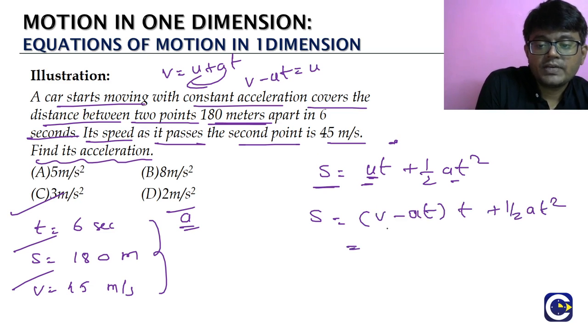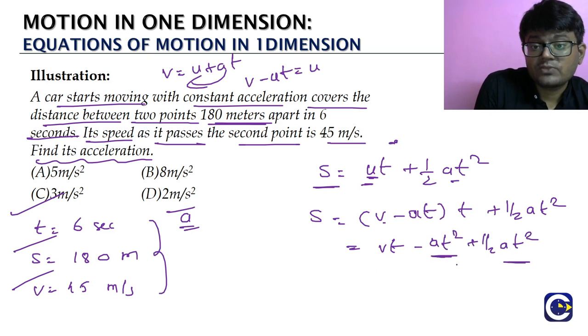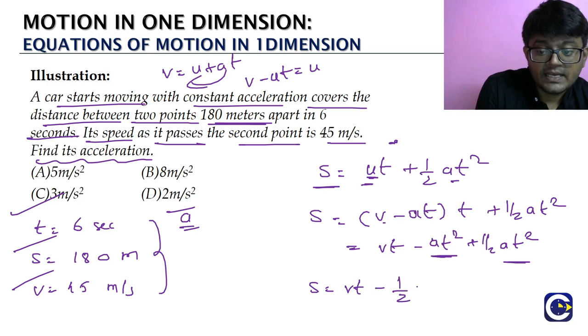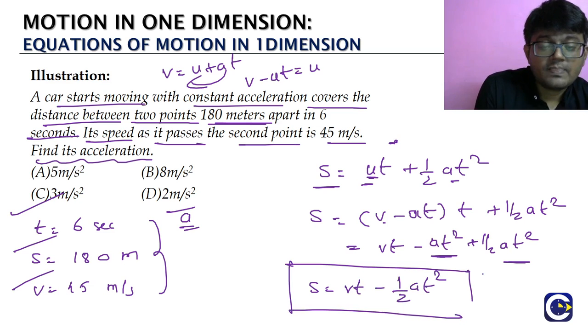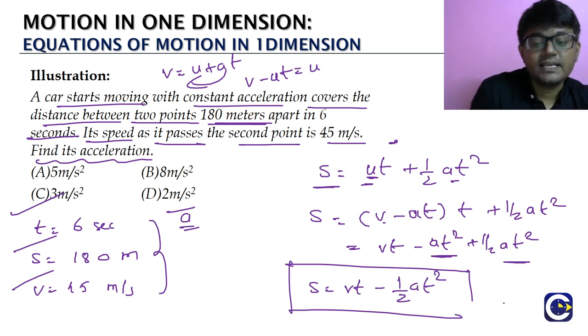Okay, so look at it. V into t is Vt. Minus at into t is minus at square. So minus at square plus half at square is minus half at square. Look at this, guys. This is another derived result. This is the relation between displacement, final velocity, acceleration and time.